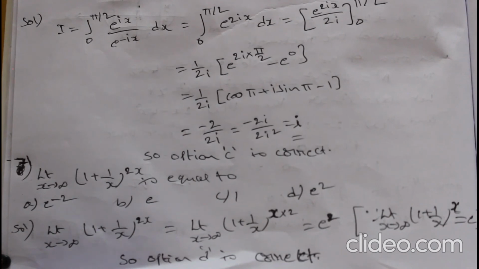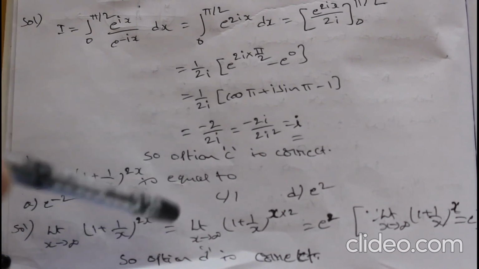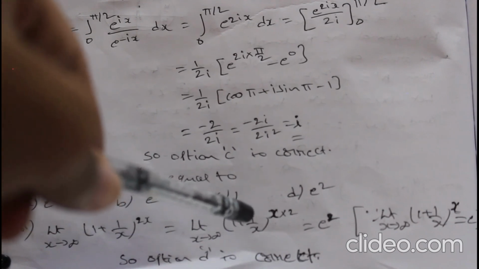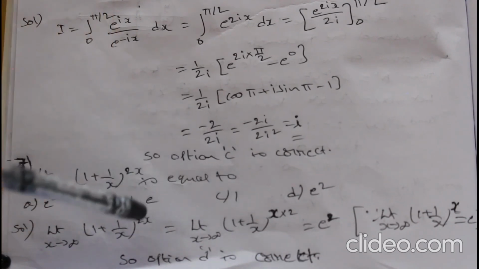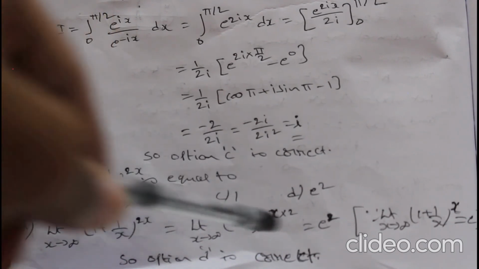Now look at question number 7. Limit x tends to infinity of 1 plus 1 by x to the power 2x is equal to. Friends, the given function is limit x tends to infinity 1 plus 1 by x power 2x. So you know the formula, limit x tends to infinity 1 plus 1 by x power x is nothing but e. But here 2x is there, so e square.